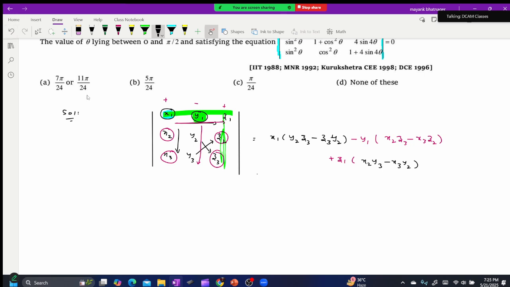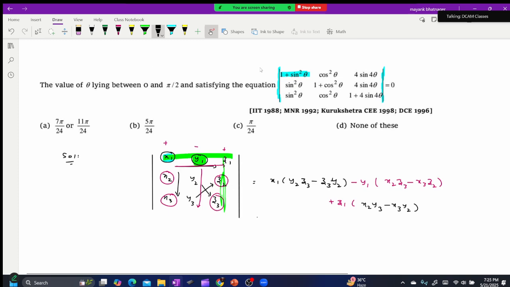Acha, Haripriya, Radhika, you have understood how to solve this? Just using this determinant, you have to simplify it and then get the value of theta. Sir, but you'll have to multiply really long. Can you teach a simpler method? It'll take a lot of time, sir.